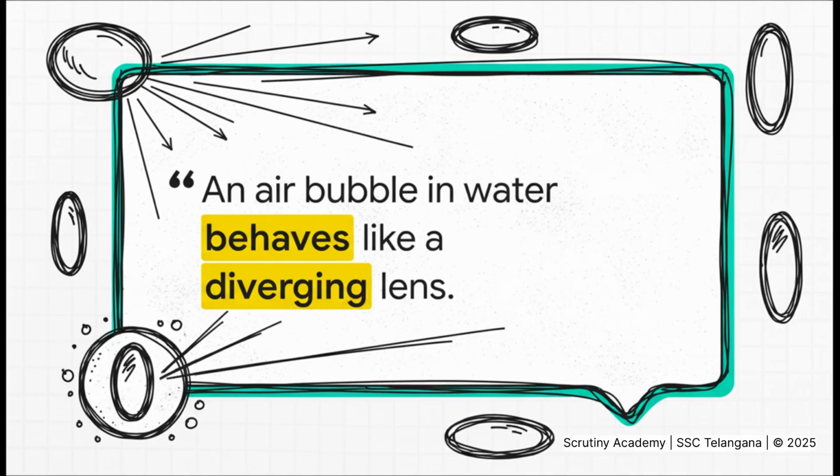And this idea leads to some seriously wild, mind-bending results. Get this, an air bubble in water. It's shaped like a convex lens, right? It's thicker in the middle. But because the water around it is denser than the air inside it, everything gets flipped on its head. Light bends the wrong way, and that convex shape actually acts like a diverging, concave lens, spreading light out.